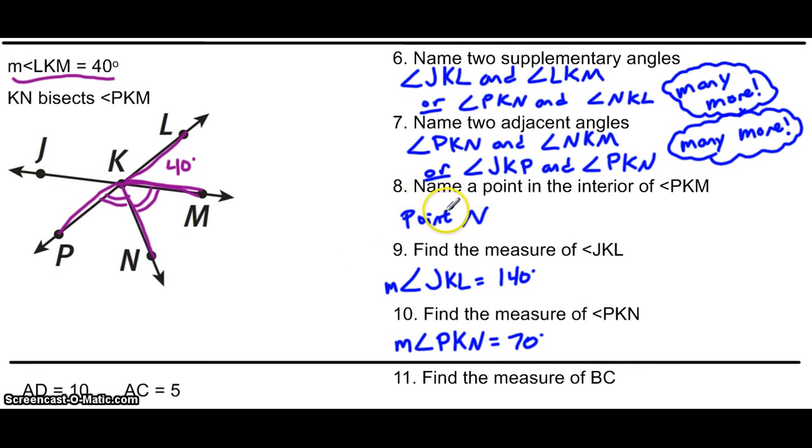8. Name a point in the interior of PKM. Well, here's angle PKM right here, and the interior means anywhere inside that angle. Fortunately, there's only one answer in this diagram, and that's point N.